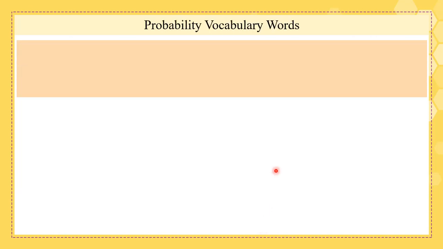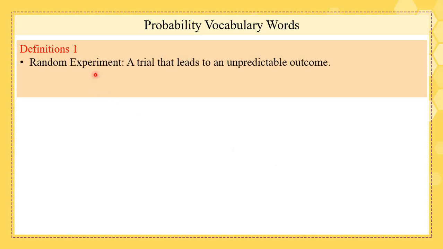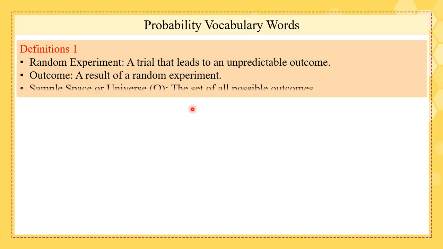Let's see some probability vocabulary words. Let's begin talking about the random experiment. It's a trial that leads to an unpredictable outcome. An outcome is a result of a random experiment, and a sample space or universe, which is usually denoted by omega, is the set of all possible outcomes.